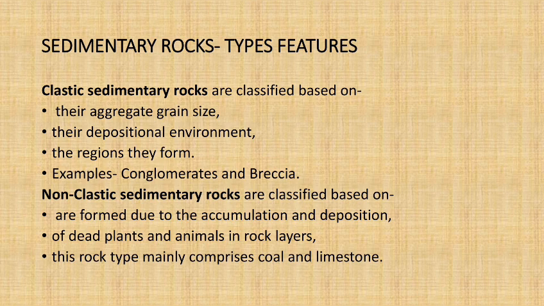There are several features of clastic and non-clastic sedimentary rocks. First we come to clastic sedimentary rocks. Their grain size is a little bigger and they are deposited through the environment and from one region to another region, whereas non-clastic sedimentary rocks are formed due to the accumulation and deposition of dead plants and animals, and they comprise mainly fossil. So from there we get the coal and limestone.